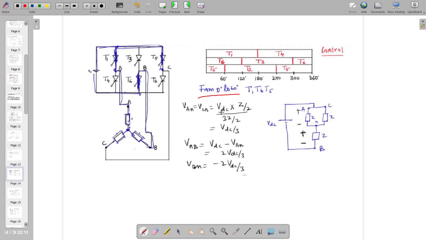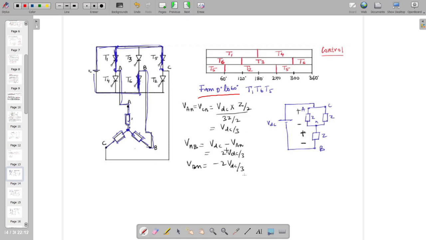So VAN is equal to VCN. The voltage across AN and CN is also the same because they are connected in parallel. So that is VDC. We are applying the voltage division rule: source voltage VDC times the opposite resistance over the total resistance. So we finally get VAN equal to VDC upon 3.